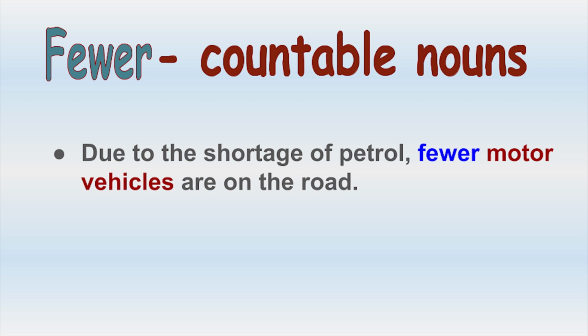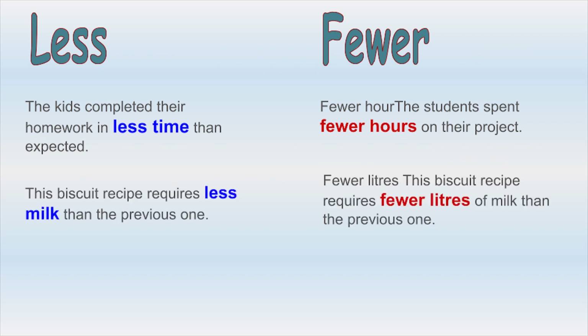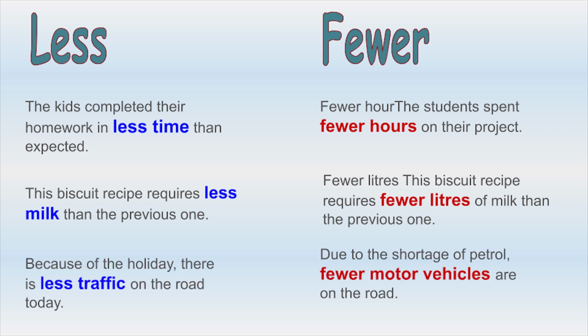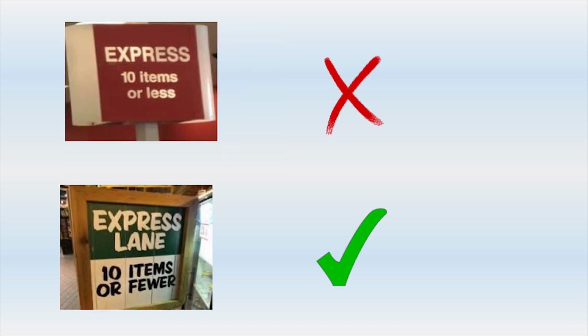So you will see from our sentences, we say less time, but fewer hours. Less milk, but fewer liters of milk. Less traffic, but fewer motor vehicles. So even though this sign is widely used, we now know that it is grammatically incorrect. The correct supermarket sign is one that we rarely see: 10 items or fewer.